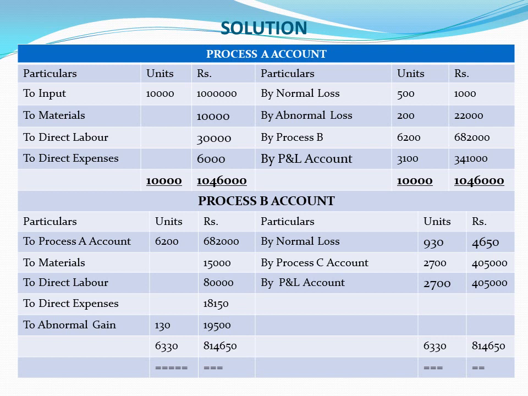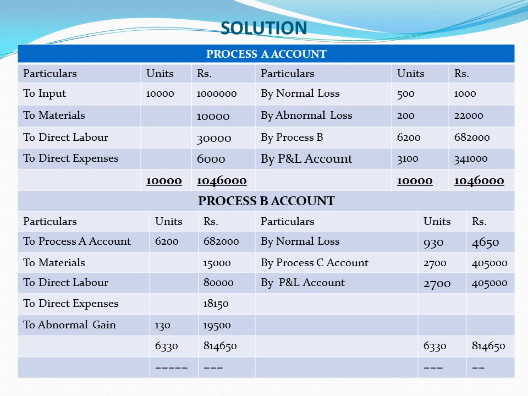Now how have we calculated the per unit cost of normal production under process A? Normal cost of normal output is divided by normal output. What is the normal cost of normal output? Rupees 10,46,000 minus 1,000, divided by 9,500, which is 110. Now we have multiplied 200 by 110, 6,200 by 110, and again 3,100 by 110. What is this? Profit and loss account. This we have given to process B.